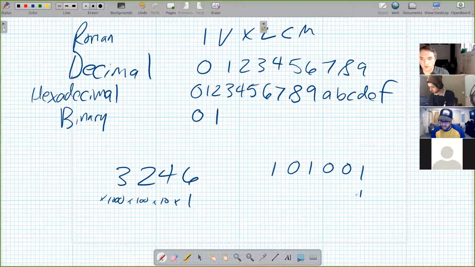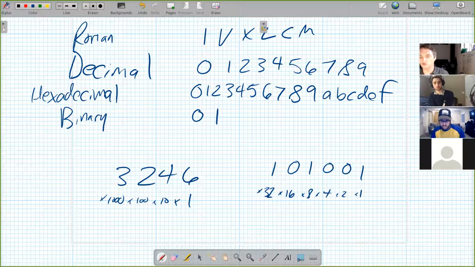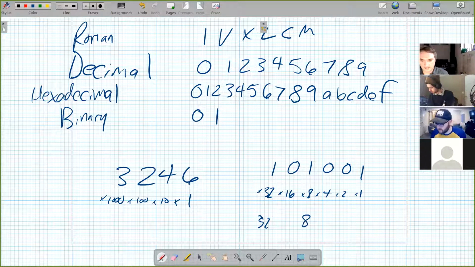Except it's ones place, twos place, fours place, eights place, 16s place, 32s place. So what we do is we look and see if there's a value in those places, and then we add them together. So this one has a 32, it has an 8, and it has a 1. So the decimal representation of that number would be 42.